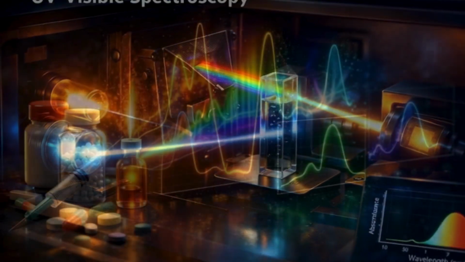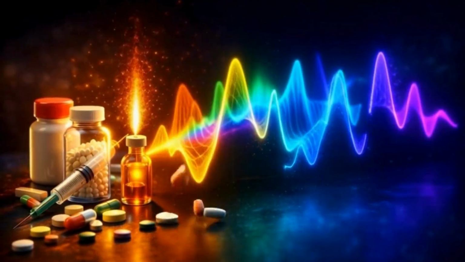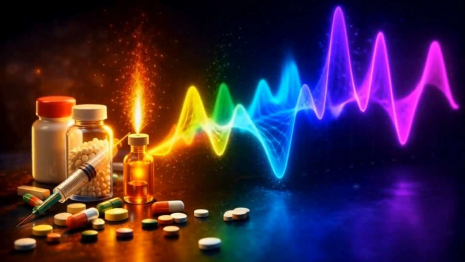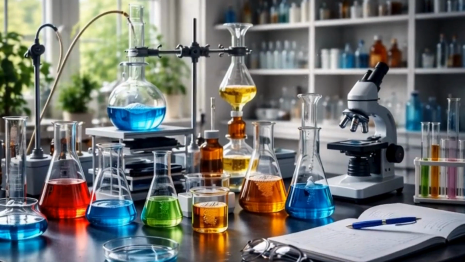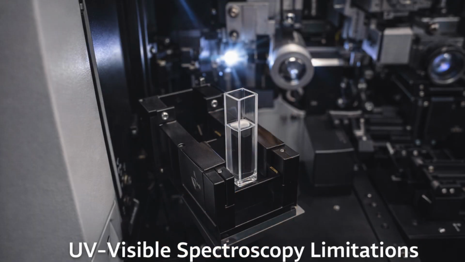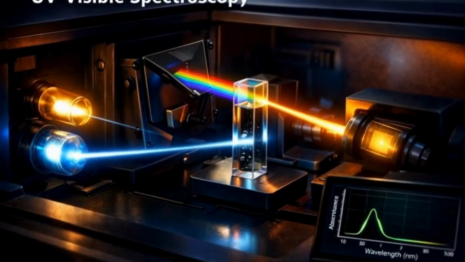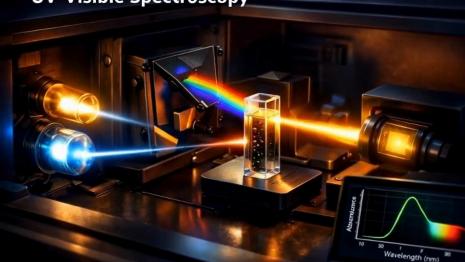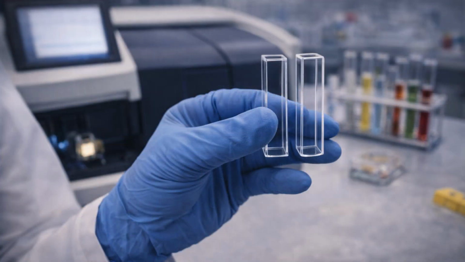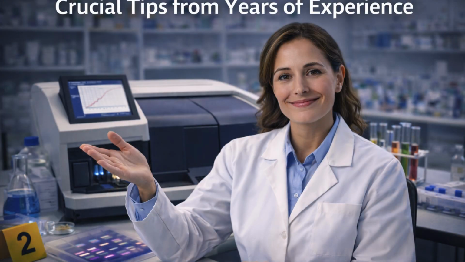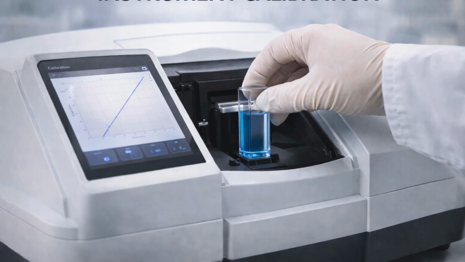What does it do? It uses a grating or prism to split light into individual wavelengths, so we can test them one by one. The third one is the sample compartment, where the magic happens. This holds your sample in a separate transparent container called a cuvette. Pro tip: use quartz cuvettes for UV work. Glass blocks UV light.